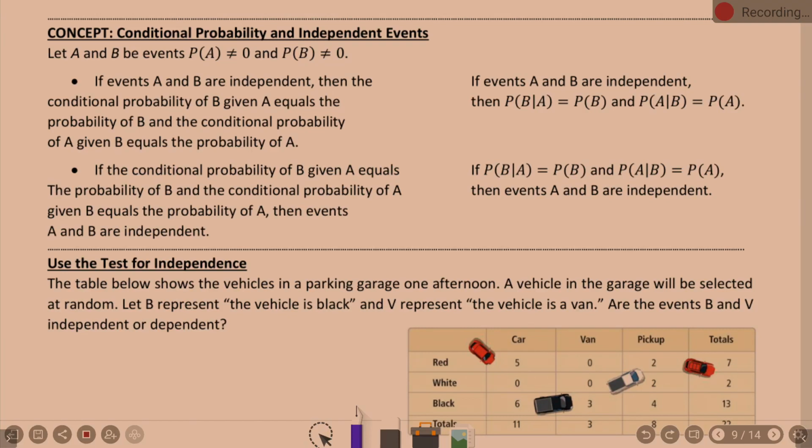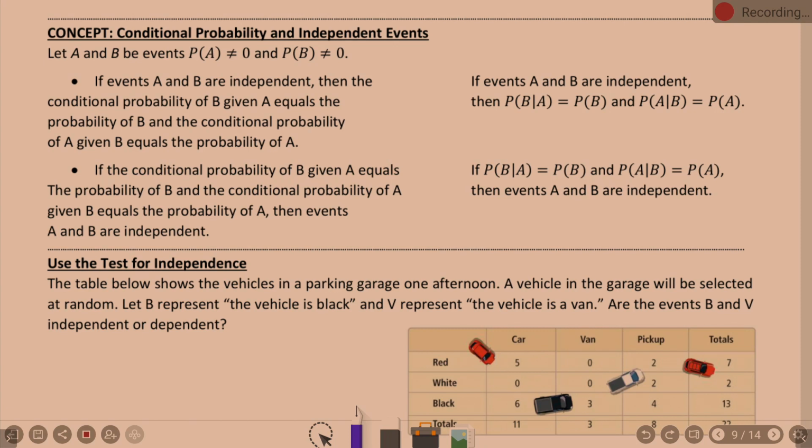At the top of the next page, it talks about conditional probability and independent events. So the idea of how we can use conditional probability to test if 2 events are independent or not independent. So let A and B be events, where the probability of A cannot equal 0 and the probability of B cannot equal 0. So just events to make this work. If events A and B are independent, then the conditional probability of B given A equals the probability of B, and the conditional probability of A given B equals the probability of A.